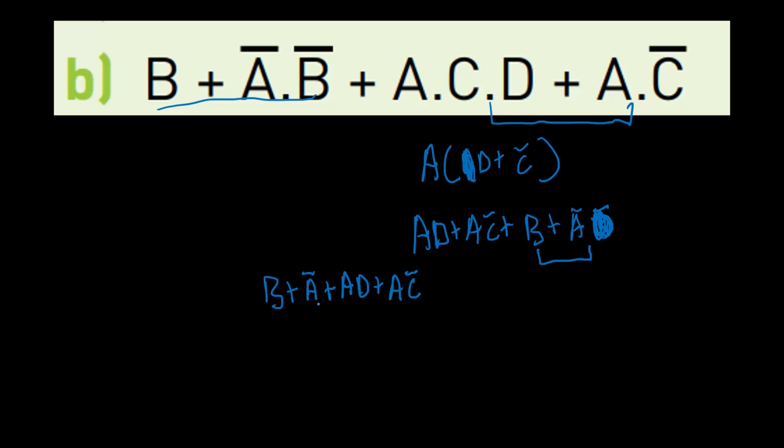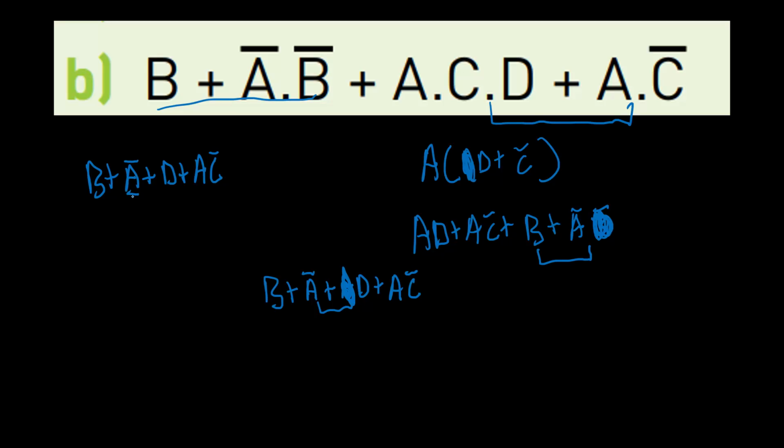Well, right here, I have an absorption rule. The 1 by itself wins. The one that is not by itself loses. This A is not by itself. It loses. I could change the entire outcome. So we have B, or not A, or D, or A, not C.